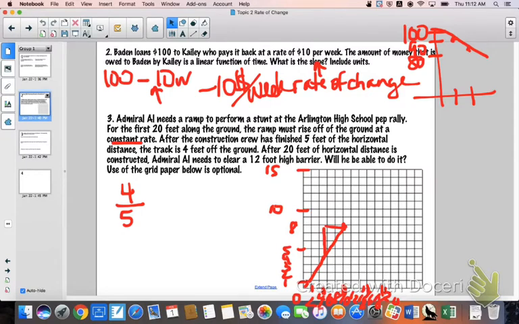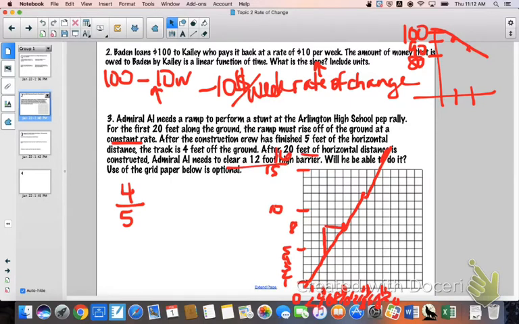So 8, 9, 10, 11, 12, 2, 4. So that's right there. Okay. So there's the ramp now. And then after 20 horizontal distance, I've got to get over to 20, so I go up another 4, that's 12, 13, 14, 15, oh, 16 is off the page, so that would be right about there. So after 20 feet, you're up to 16.